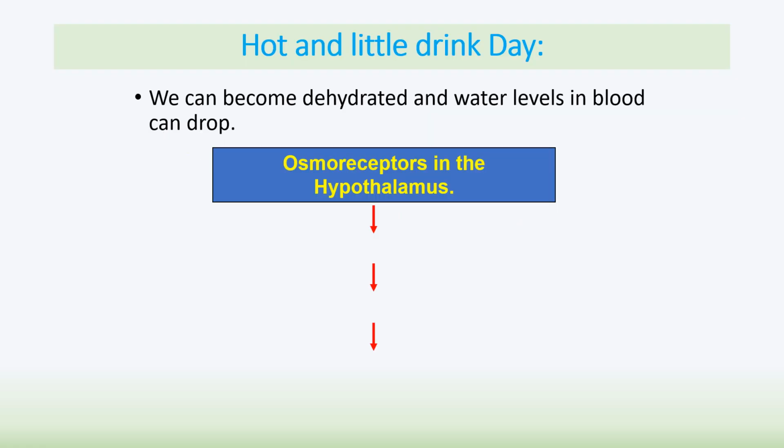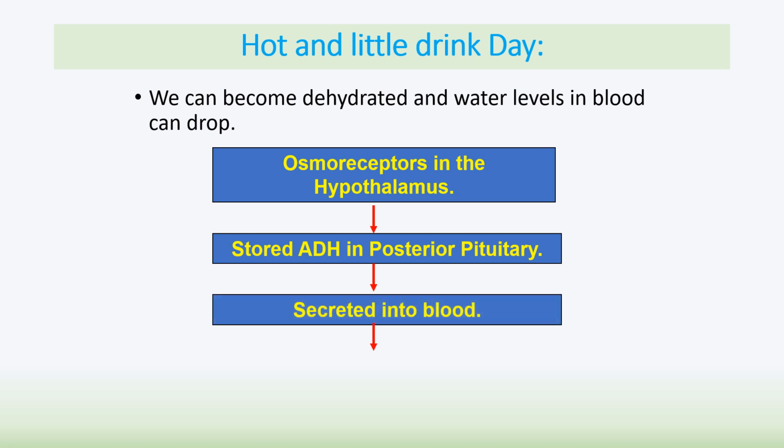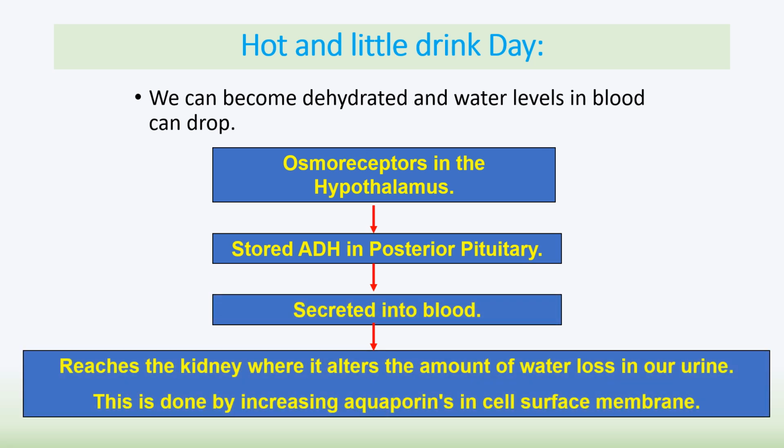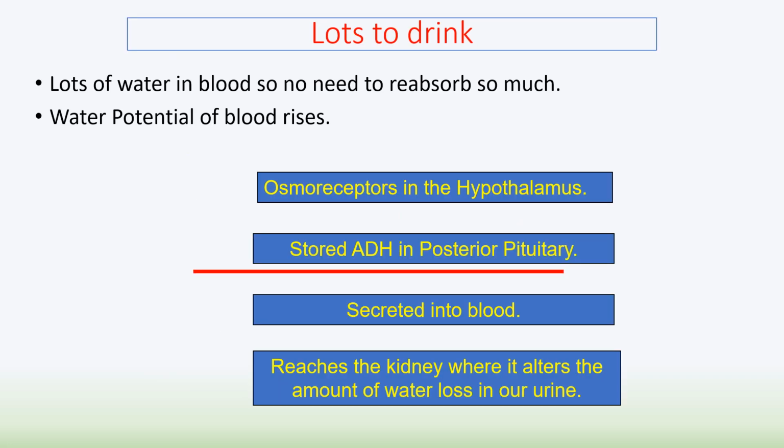On a hot day or a day you drink very little, you become dehydrated. That activates the osmoreceptors in the hypothalamus. They then trigger the release of ADH from the pituitary gland, which is secreted into the blood, and this will reach the kidneys where it alters the amount of water loss in our urine, increases the amount of water in our blood, so less in the urine, more reabsorption into the blood. And this is done by increasing aquaporins in the cell surface membrane. So on a hot day, that is what happens.